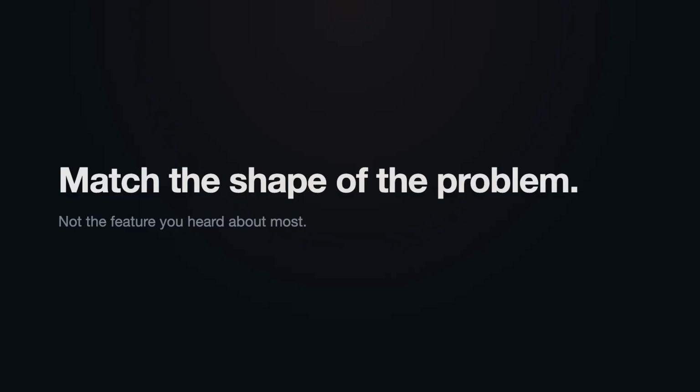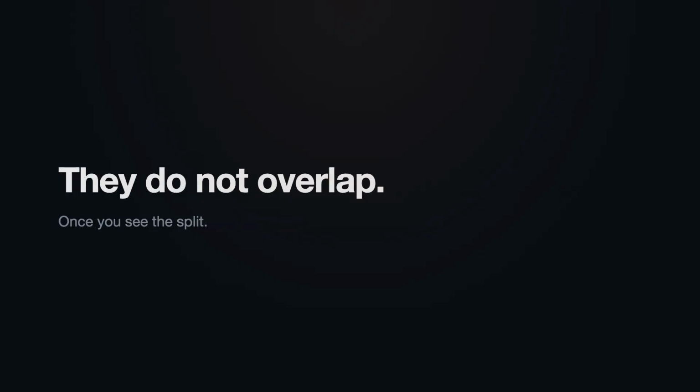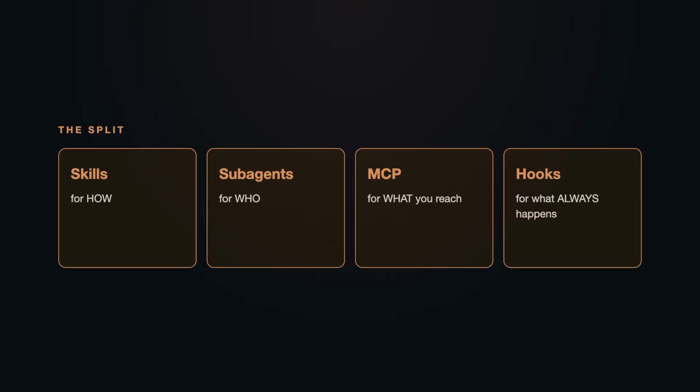People pick the feature they heard about most, not the one that matches the shape of the problem. So how do they fit together? Most real setups use all 4, and they do not overlap once you see the split. Skills for how. Subagents for who. MCP for what you can reach. Hooks for what always happens.